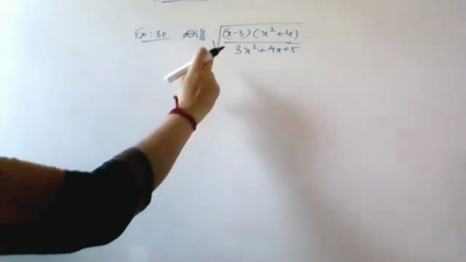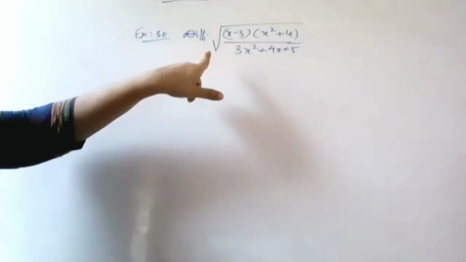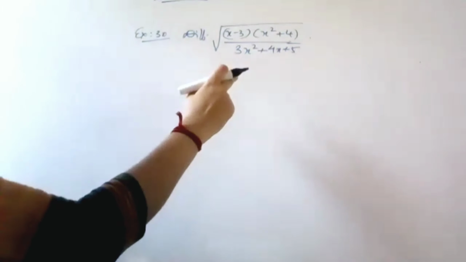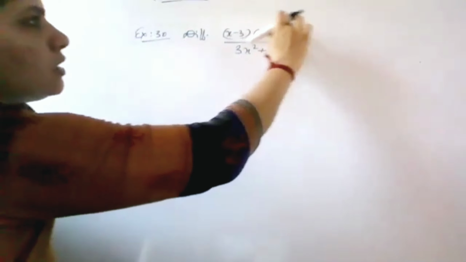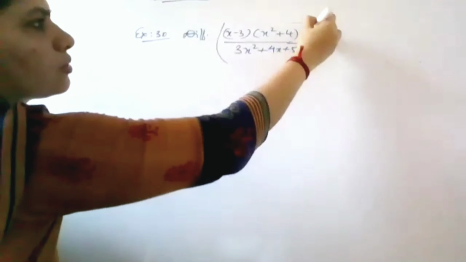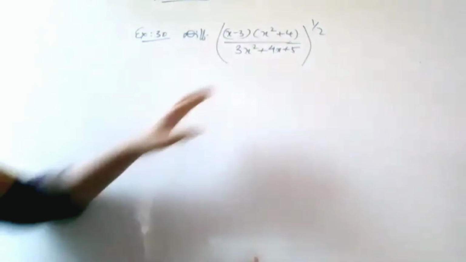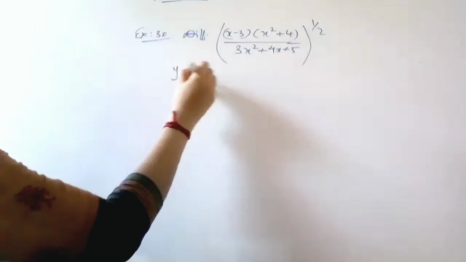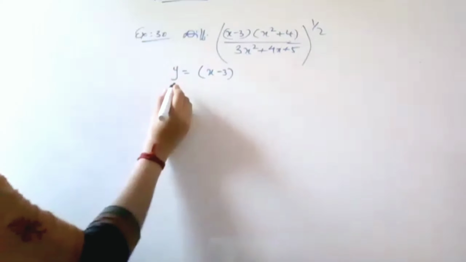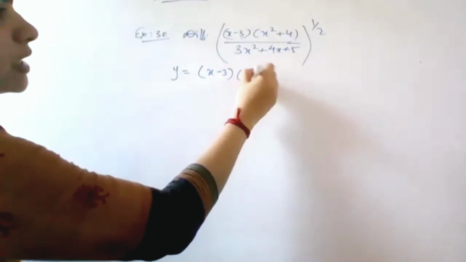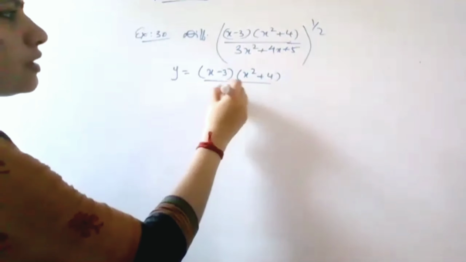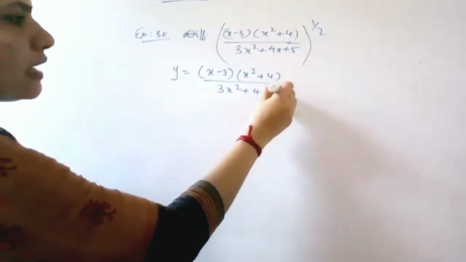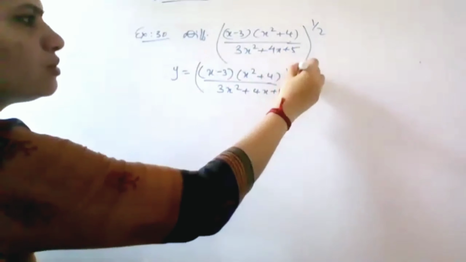Okay, so what we will do is, what is the meaning of root of? It is the whole raised to 1 by 2. Now when you write like this, you will get an idea that you have something in power. So you will just take the question as whatever is given as y equal to the square root of (x minus 3)(x square plus 4) divided by (3x square plus 4x plus 5), the whole raised to 1 by 2.